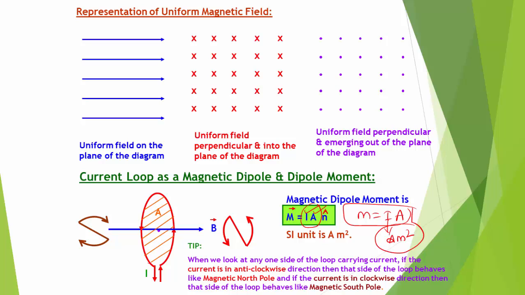When we look at any one side of the loop carrying current, if the current is in the anti-clockwise direction, then that side of the loop behaves like a magnetic north pole. If it is anti-clockwise like this, then this is the north pole.